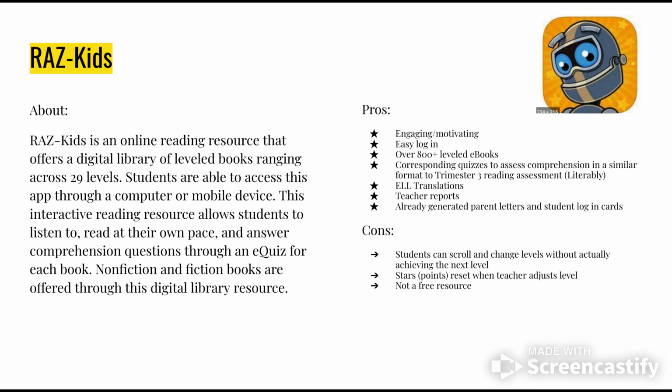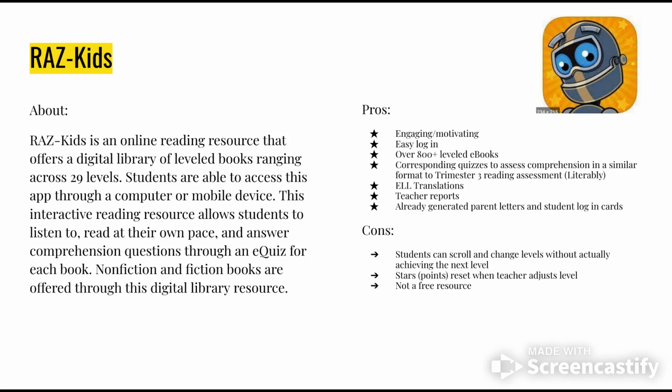First off, Raz-Kids is one of the most popular apps that we use in the classroom among kindergarten and primary, K through 2 at my school. A little bit about Raz-Kids. It's an online reading resource that offers a digital library of leveled books ranging across 29 levels. Students are able to access this app through a computer or mobile device. We use the iPad to access it in our classroom.